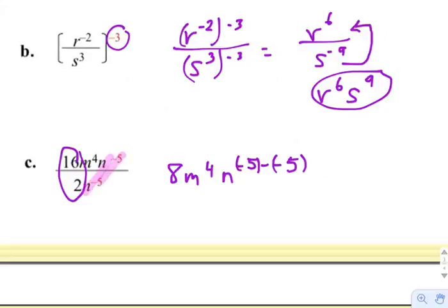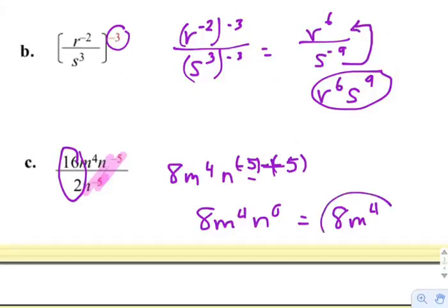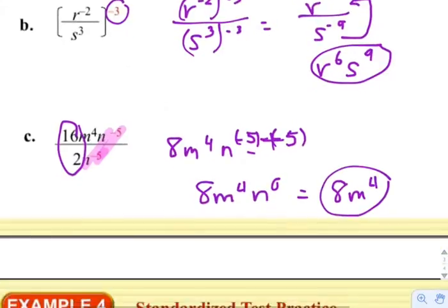I have two n's, n to the negative 5 over n to the negative 5. So when I simplify that, I use the quotient rule. n to the negative 5 minus negative 5 is going to give me the new power. So right now I have 8m to the 4th, n to the negative 5 minus a negative, which is actually a plus. So that's n to the 0. So I simplify down to just 8m to the 4th, because the zero power rule says n to the 0 power is just equal to 1. 1 times anything is itself, so I don't even have to write that down. So that example used a lot of different rules.